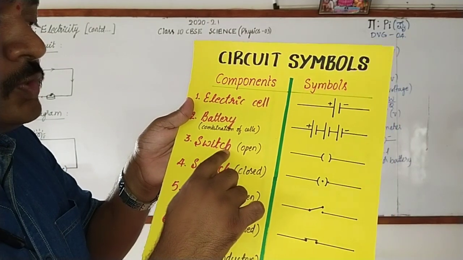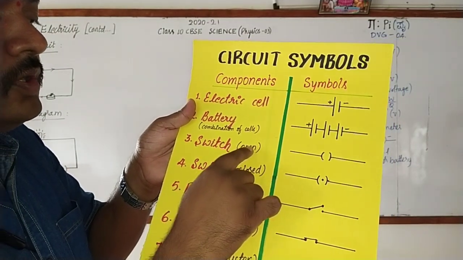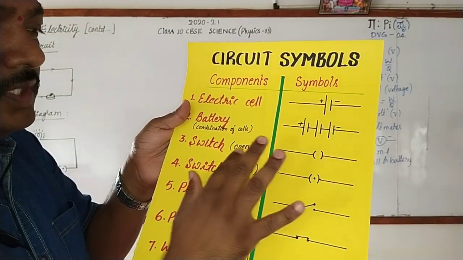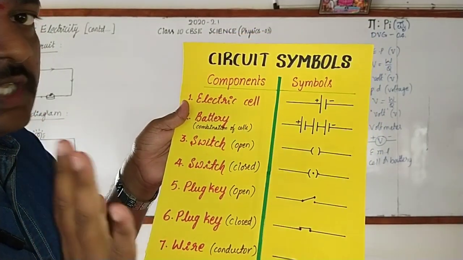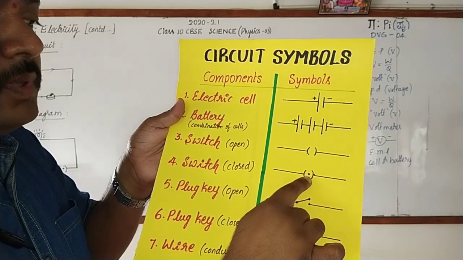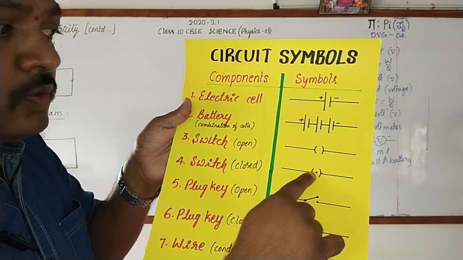Third one, switch. There are 2 types. One is an open switch and another one is closed. That means when it is open, no current flows in the circuit. And this symbol indicates the circuit is closed.